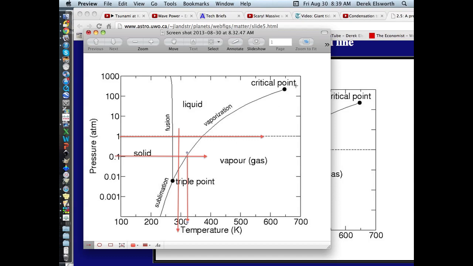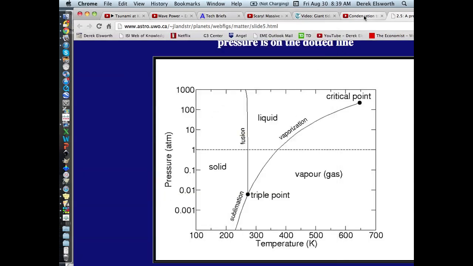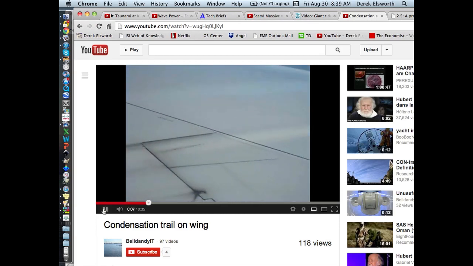And I don't know if I have that somewhere. Sometimes I didn't run through this before to see exactly what it was. It should be condensation on the wing of a plane. Yeah, you can see it. So sometimes you see this.